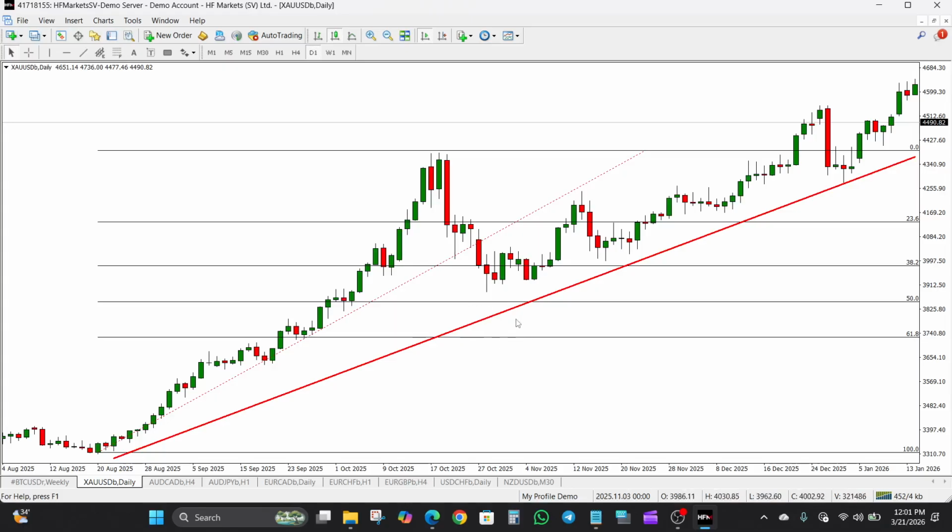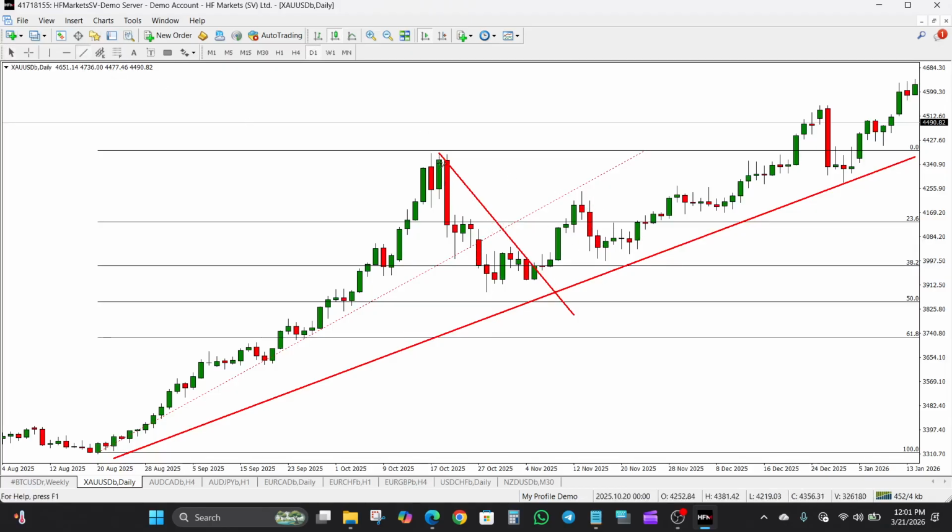Now comes the second part, which is the breakout. Instead of entering immediately at the Fibonacci level, some traders wait for confirmation. That confirmation often comes as a break of structure. For example, price breaking above a resistance level in an uptrend.